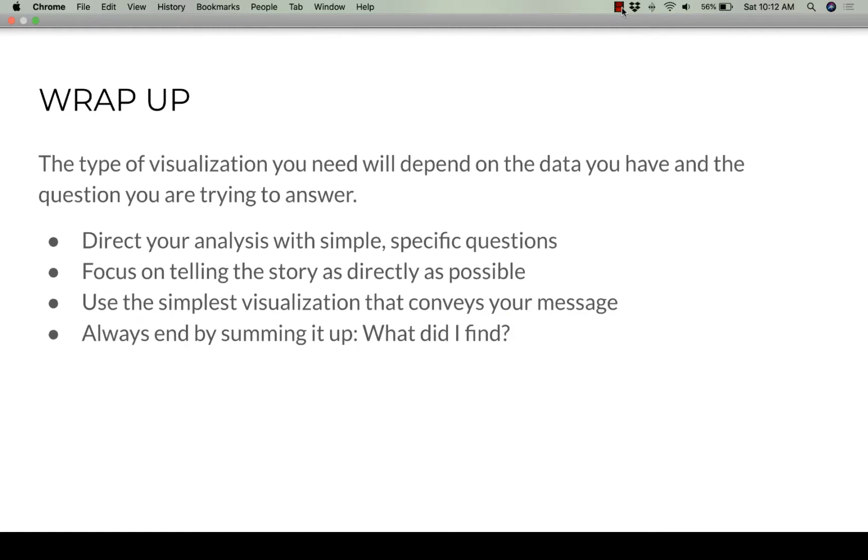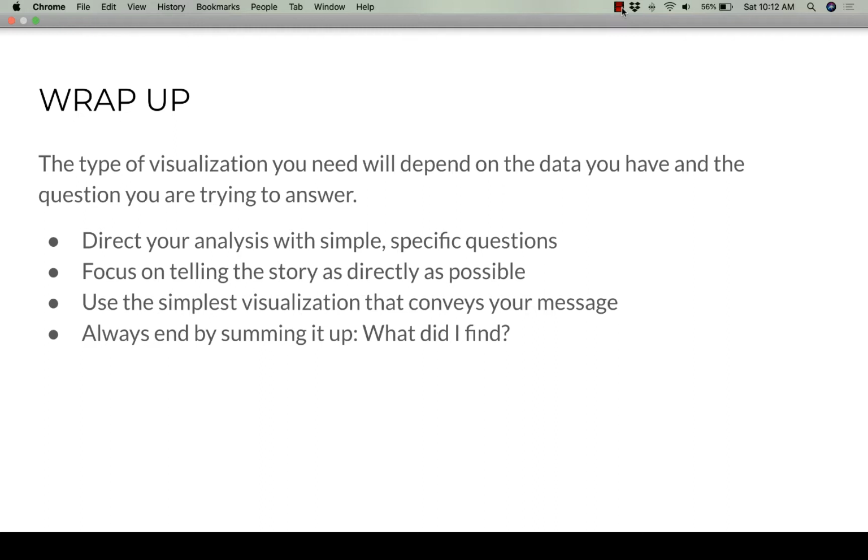All right, so just to wrap up, the type of visualization you'll need to answer your question is going to depend both on the data you have and the question you're trying to answer. But here are some guiding principles. You should start your analysis with simple, specific questions. You can edit those questions as you explore the data and uncover things that may be more interesting or more relevant than the first questions you began with. And then focus on telling the story as directly as possible. You can make a lot of visualizations, but showing a lot of visualizations doesn't actually make your story any more robust than it would be if you just chose a few really good visualizations.